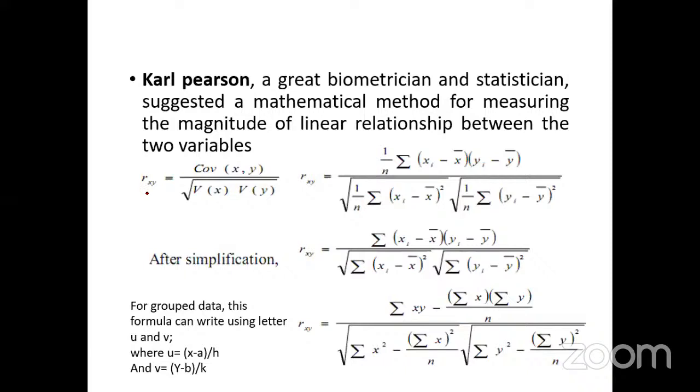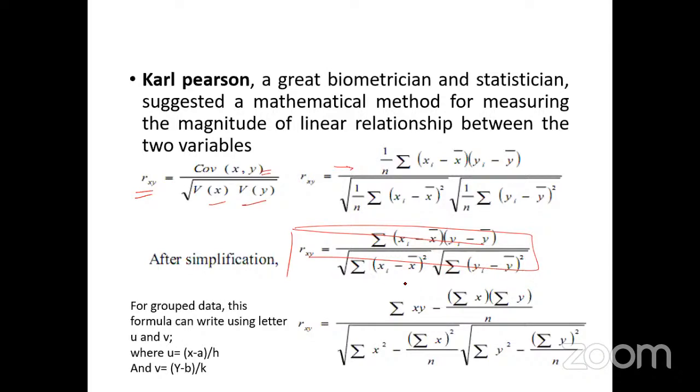The formula for this correlation is r equal to covariance of x and y divided by the square root of variance of x and variance of y. This is the relationship between these two variables, and the covariance of x and y we can note like this. After simplification, this is the formula we most generally use for calculating correlation. But when you are dealing with 3-digit, 4-digit numbers, it is very difficult to manage such high-digit numbers.